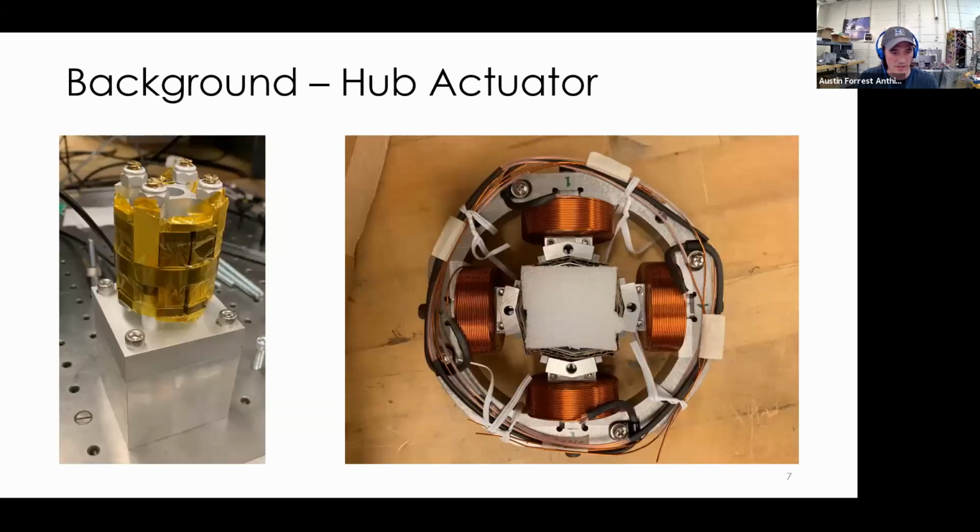This is what the prototype actually ended up looking like. We wrapped it in Kapton tape because we don't want the air gap to go to 0 and have really high forces. So that's a limit on the minimum air gap. And a guy who we work with frequently in our lab, Fred Sommerhalter, did a great job winding the coils and producing this prototype for us.